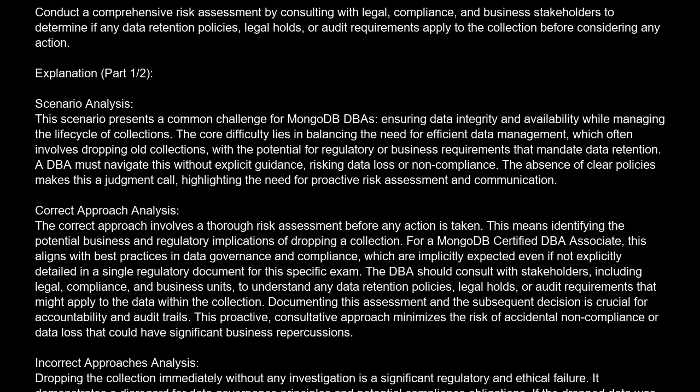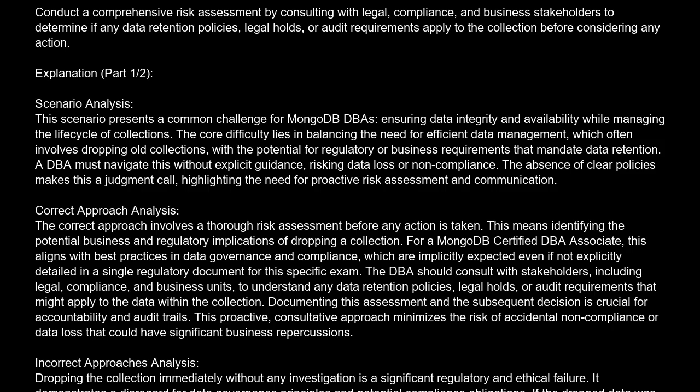Explanation. Scenario analysis. This scenario presents a common challenge for MongoDB DBAs: ensuring data integrity and availability while managing the lifecycle of collections. The core difficulty lies in balancing the need for efficient data management, which often involves dropping old collections, with the potential for regulatory or business requirements that mandate data retention. A DBA must navigate this without explicit guidance, risking data loss or non-compliance. The absence of clear policies makes this a judgment call, highlighting the need for proactive risk assessment and communication.